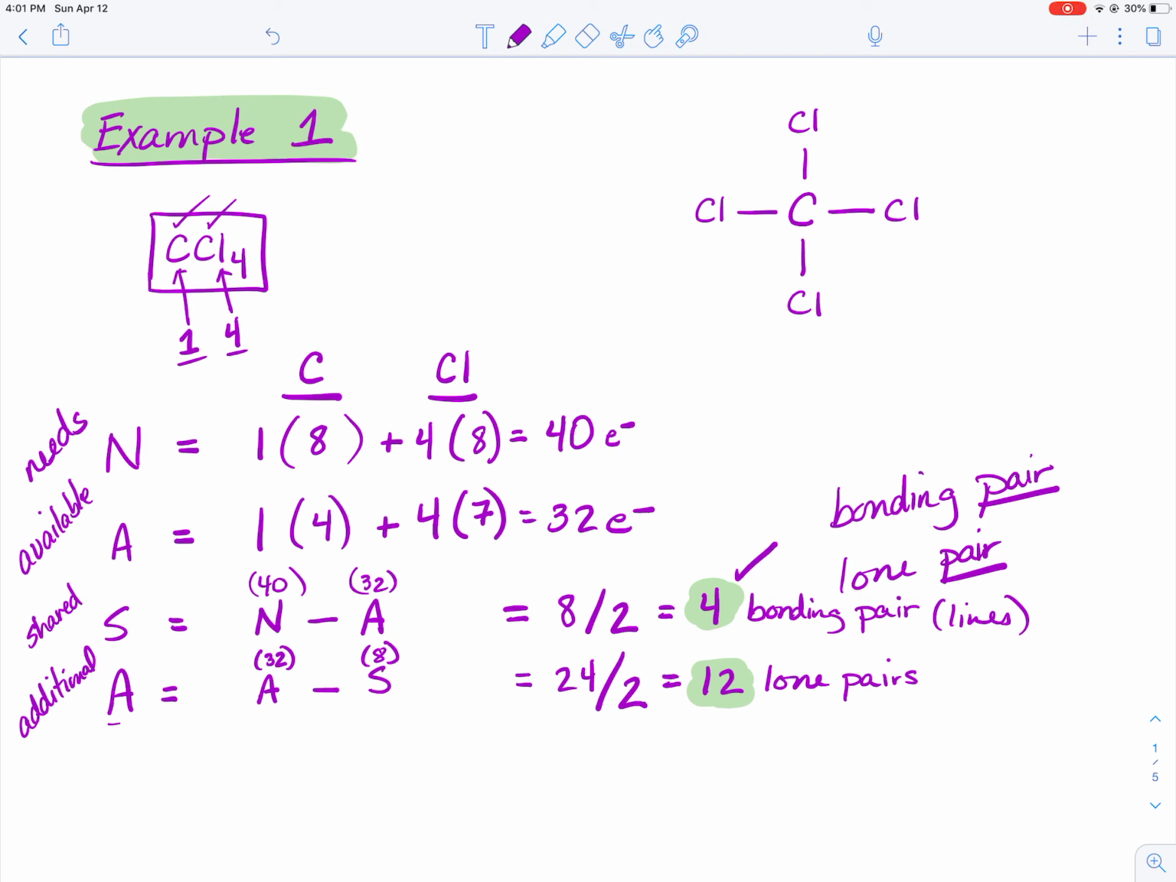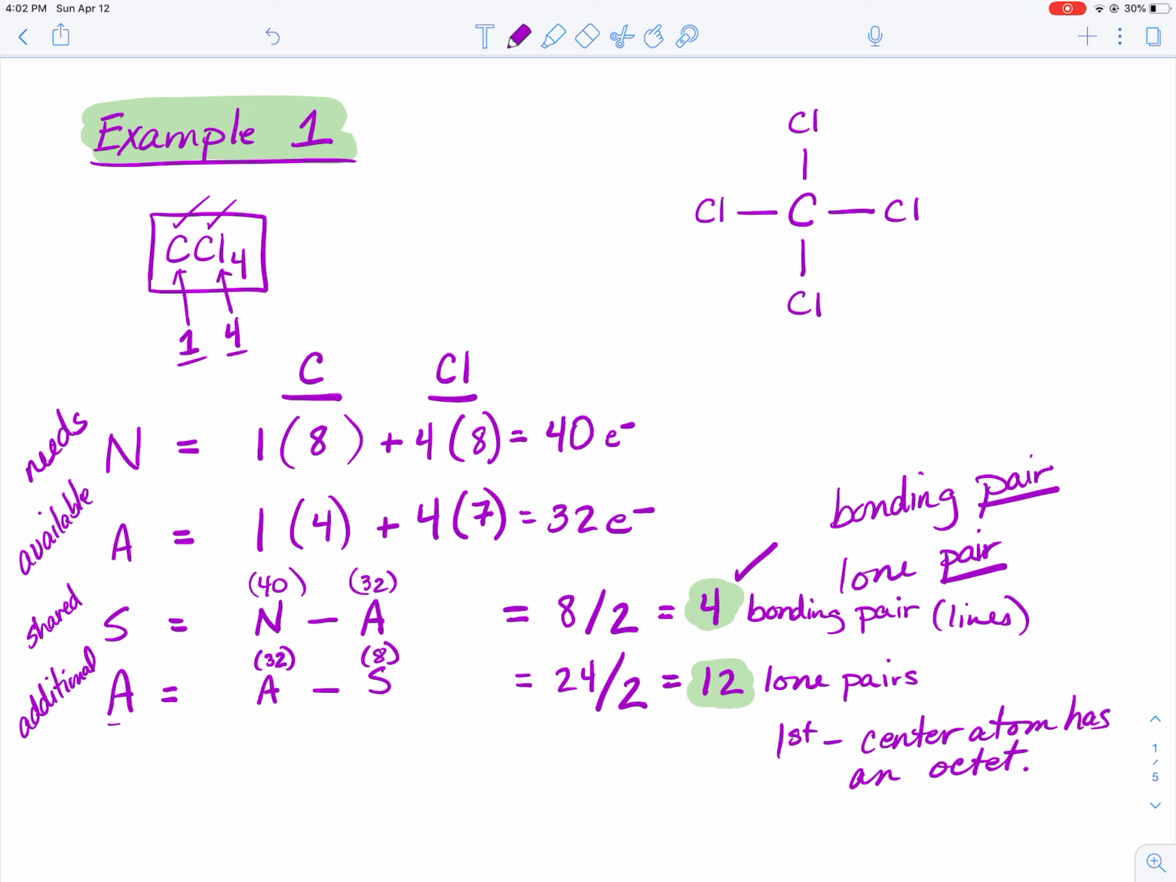And now what we need to do is our lone pairs. It turns out there are going to be 12 lone pairs. Right now I don't see any lone pairs in our structure because we haven't put any in. But there are some rules with adding lone pairs. And the first thing, number one, is you want to make sure that your center atom has an octet.